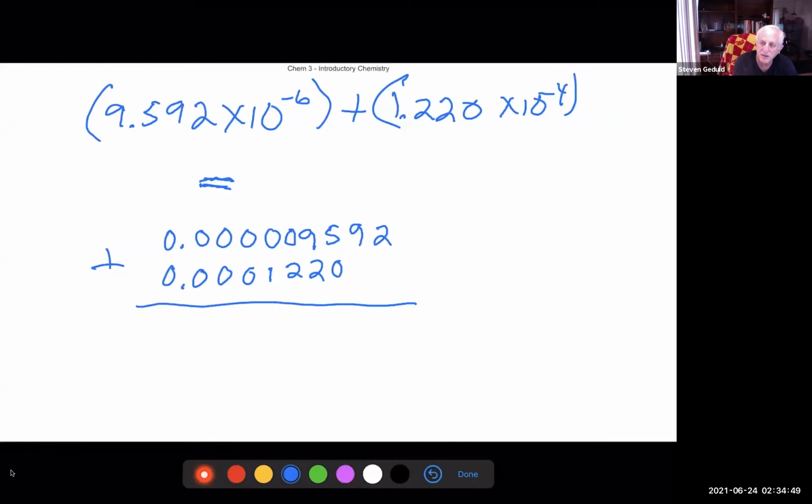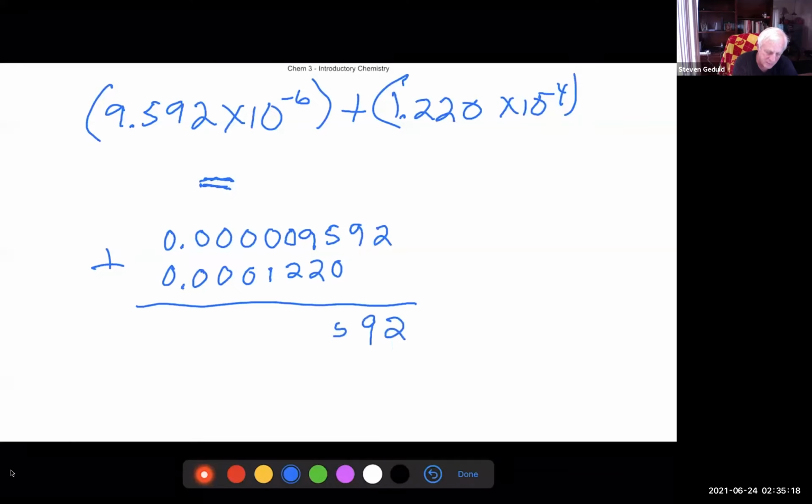Did you make it back? Yeah, sorry. I don't know what happened to it. Okay, no problem. This is how you do it. You write them out in decimal form because they have to be able to add apples to apples. So this is 9.5, and the decimal point was between the 9 and the 5. So I moved it 1, 2, 3, 4, 5, 6 places. Decimal point between the 1 and the 2, I moved it 4 places. 1, 2, 3, 4. And then add these together.